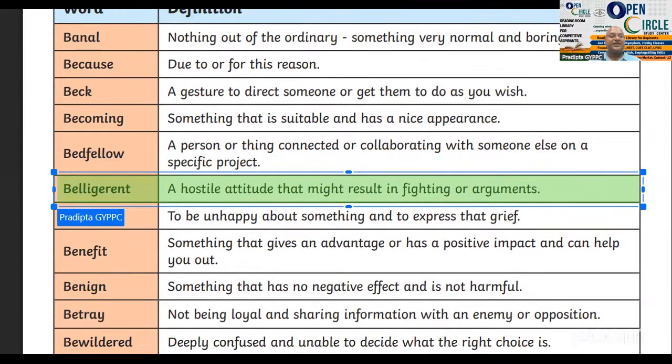The next one is belligerent. Belligerent means ready to fight. Hostile, enemy-like. Like India and Pakistan are belligerent nations. They always fight. Congress party and BJP are belligerent political parties.